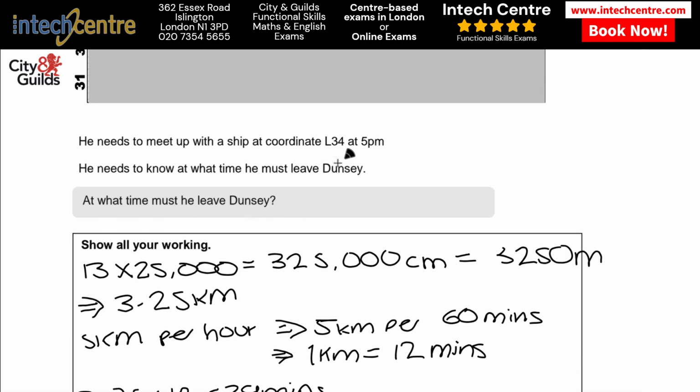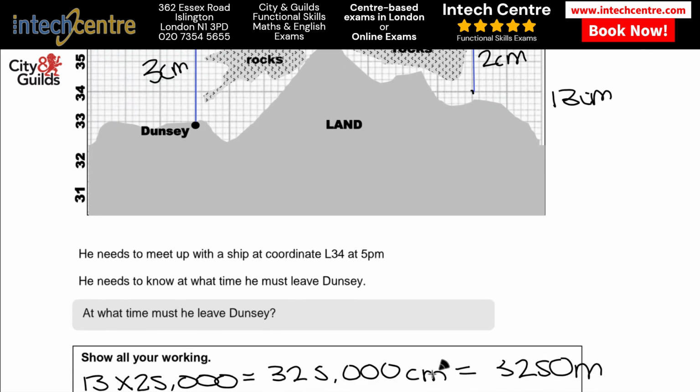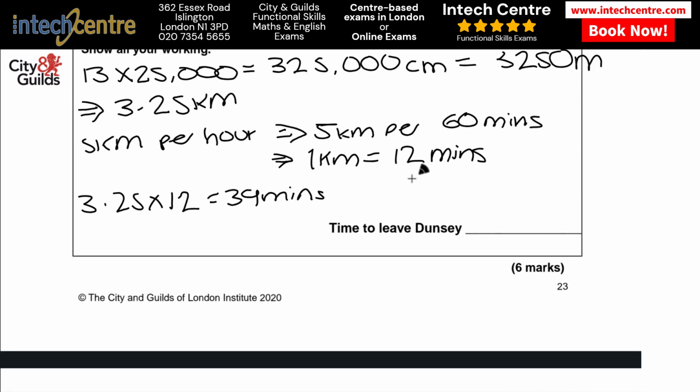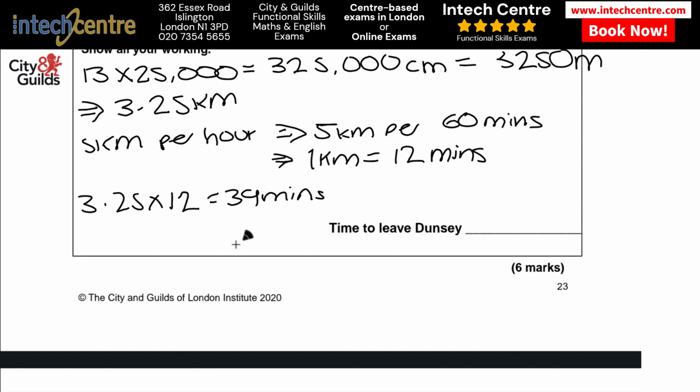So we know that he must get to L34 by 5 p.m. So in order to get there for 5 p.m., his journey takes him 39 minutes. We do 5 p.m. minus journey time. So 5 p.m. and a total journey of 39 minutes means that he needs to leave at 4:21 p.m., because 4:21 plus the 39 minutes will get us to 5 p.m. So the correct answer here is going to be 4:21 p.m.